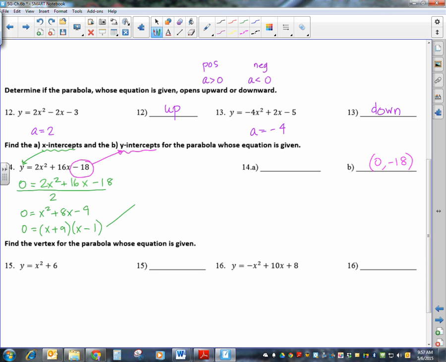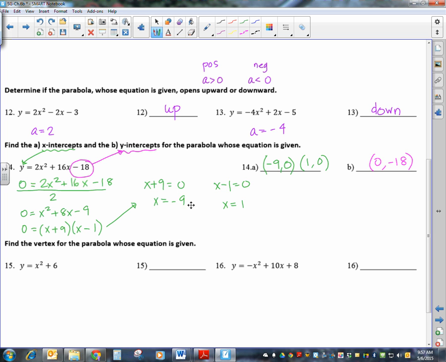So you set each of those equal to 0. So x plus 9 equals 0, meaning x equals negative 9. And here x minus 1 equals 0, and adding 1 gives you x equals 1. So your x-intercepts are (-9, 0) and (1, 0).